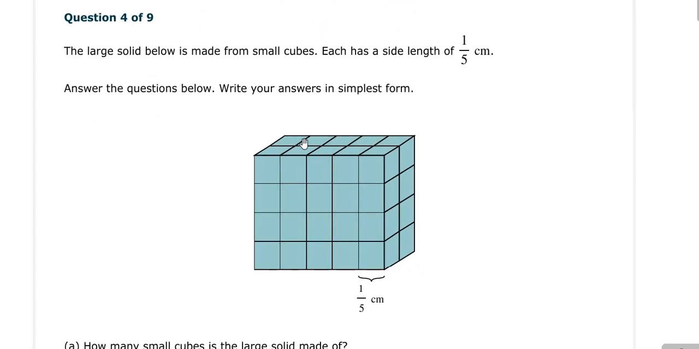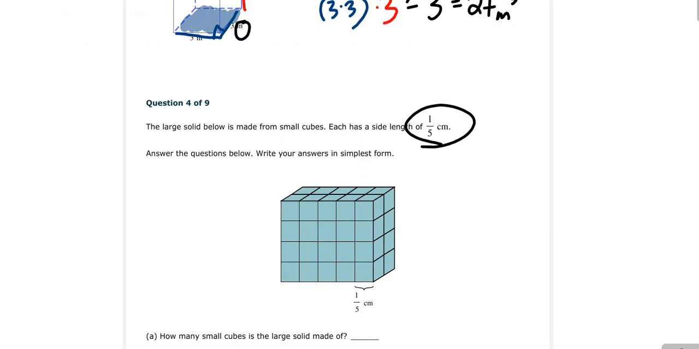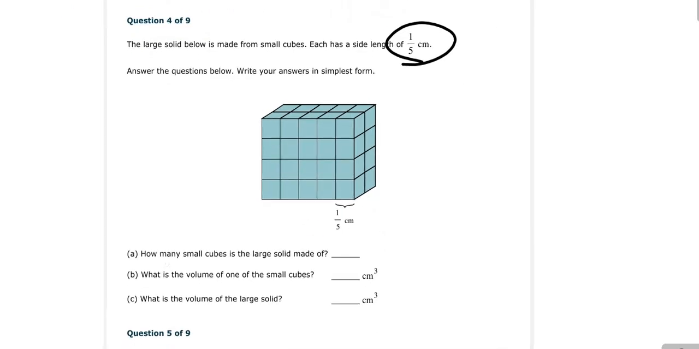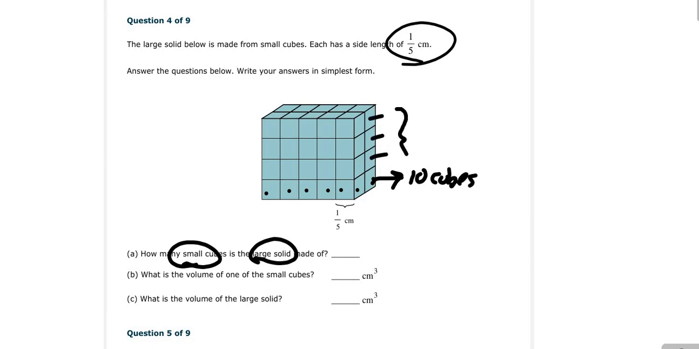Number 9 said a solid below is made up of small cubes. Each cube has a side length of 1/5 centimeter. We want the volume. First off, it asks how many small cubes is the large solid made of? How many cubes total? Well, we have 2 this way, 2 times 5, so each layer has 10 cubes. And we have a total of 4 layers. So, of course, there's 40 cubes.